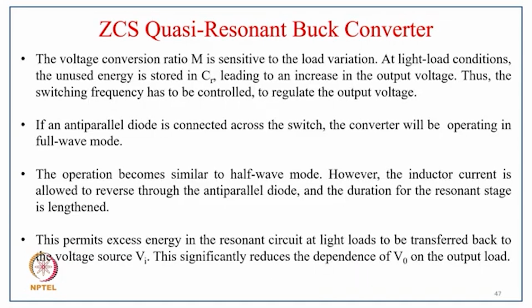different values of normalized load resistance R. So the voltage conversion ratio M is sensitive to the load variation. At light load conditions, the unused energy is stored in CR, leading to an increase in the output voltage. Thus, the switching frequency has to be controlled to regulate the output voltage.